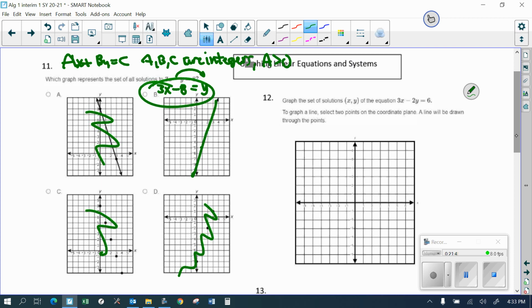All right, next one, graph the set of solutions for this one. To graph a line, select 2 points on the coordinate plane. A line will be drawn through those 2 points. So in standard form, the 2 easiest points to plot are the x and y intercepts.